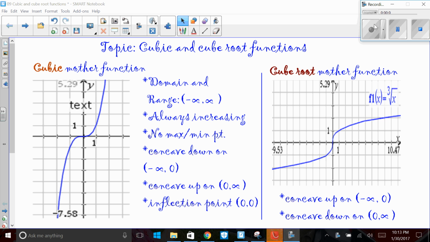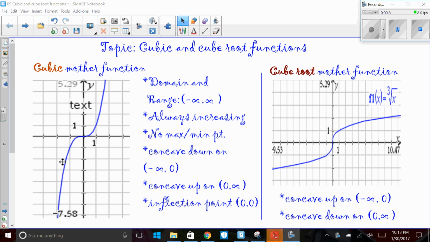Today we're going to learn about cubics and cube root functions. The cubic mother function looks like the graph on the left. As you can see, the domain and range are both negative infinity to infinity. This graph is always increasing, meaning when you read it left to right, the y values are always increasing. There's no maximum point, there's no minimum point.